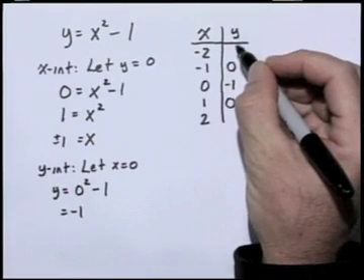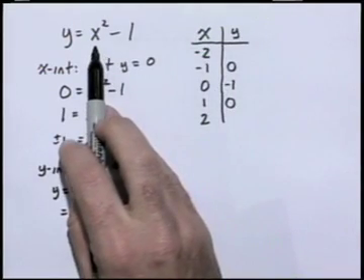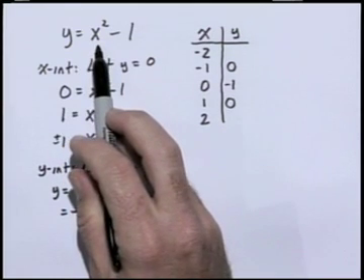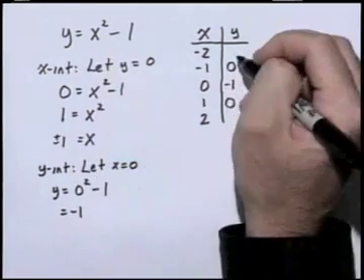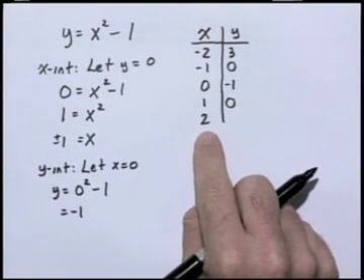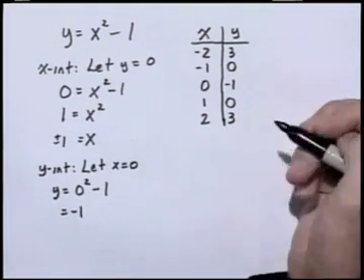To find y when x is negative 2, we let x equal negative 2 in the equation. Negative 2 quantity squared is 4. 4 minus 1 is 3. Letting x equal 2 in the equation, we obtain 2 squared is 4. 4 minus 1 is 3.